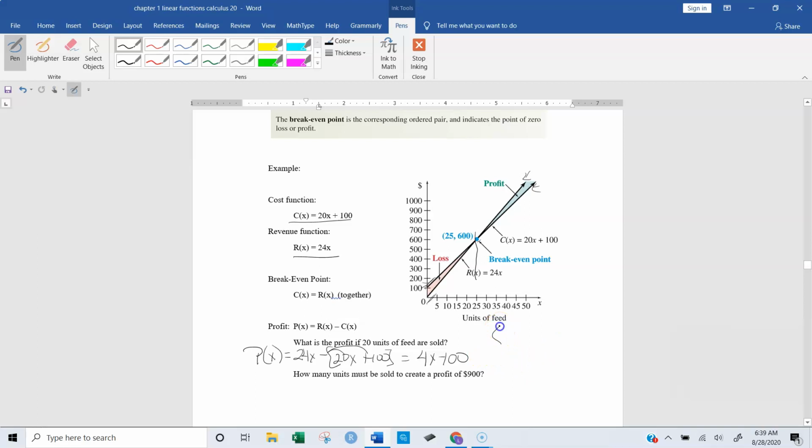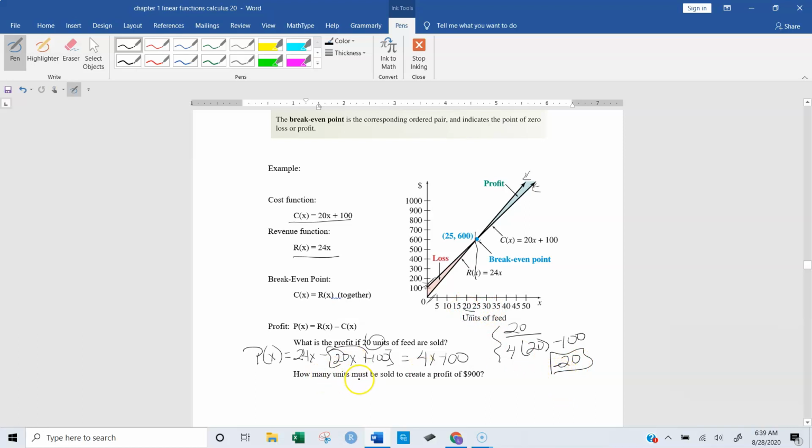So if I plug my 20 into here, so now we're on this part, my 20 units. If I want my 20 units, I would take the 4 times the 20 minus 100, which gave me a negative 20, which is what I thought would happen. I am still losing money at 20 units of feed.